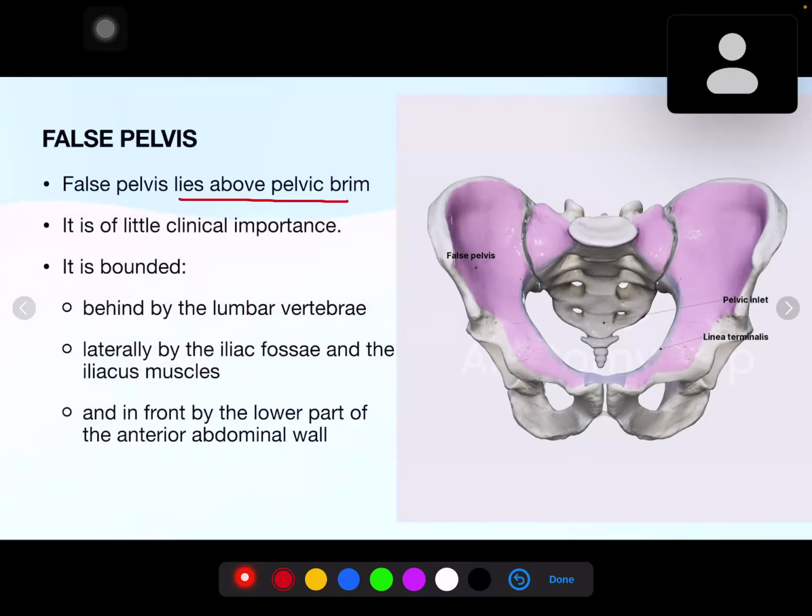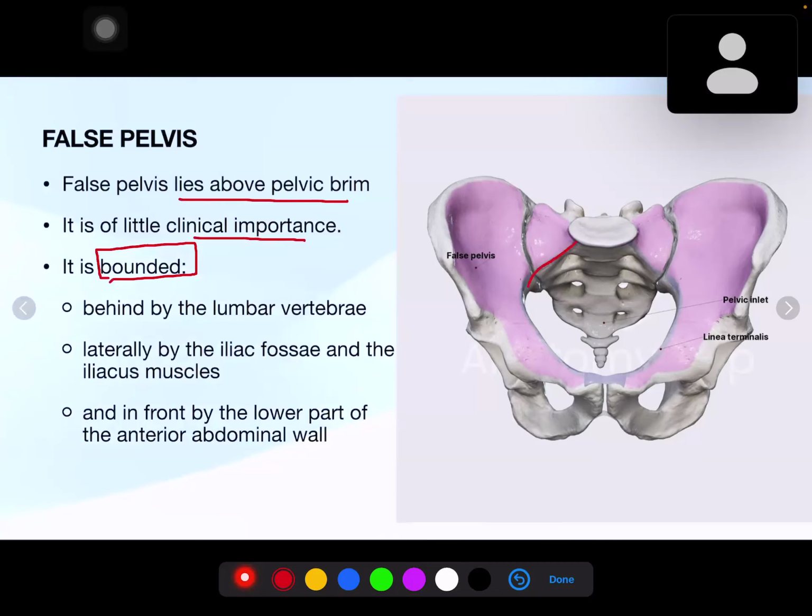So the false pelvis lies above the pelvic brim. It is of little clinical importance, and so are its boundaries. Now, in the true pelvis, the boundaries are very important. You just have to remember all the boundaries, what is anterior and what is posterior. If you just see the figure, you can remember and jot down all the boundaries.